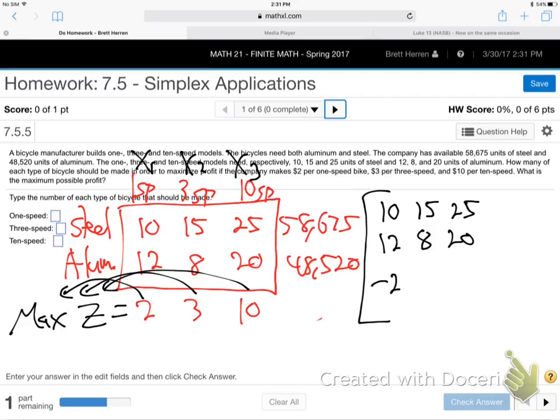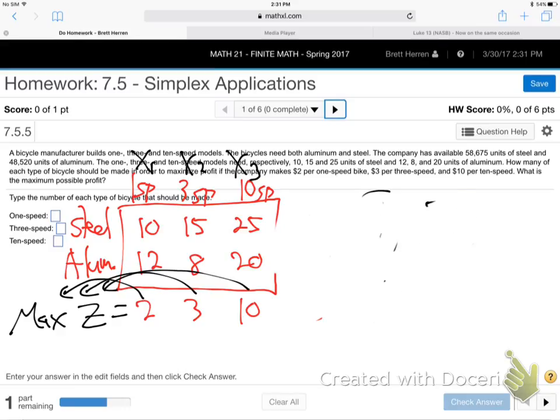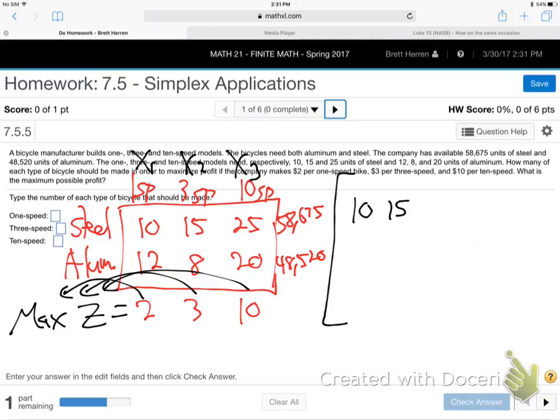Kind of running out of room here, and I don't want to run out of room. Let me squeeze things in a little bit more than I did. I'm just stuck with this big number here. It's supposed to be 58,675 and 48,520. Okay, so when we do the simplex tableau, it's 10, 15, 25, 12, 8, 20.